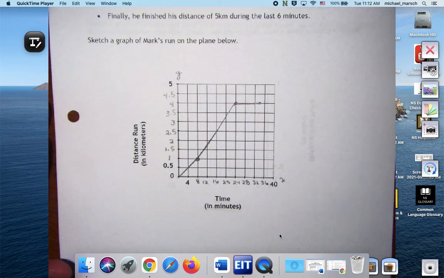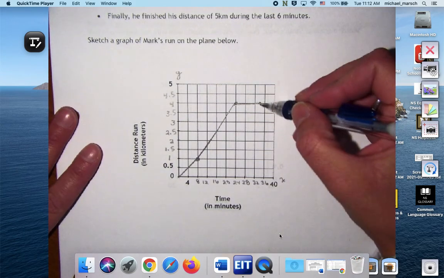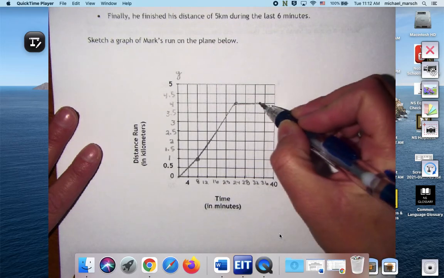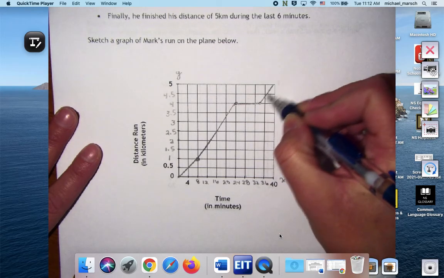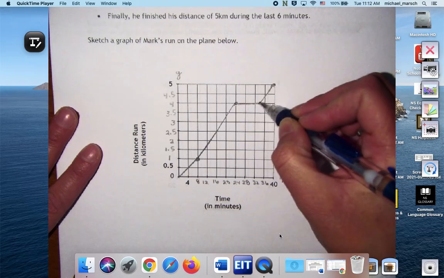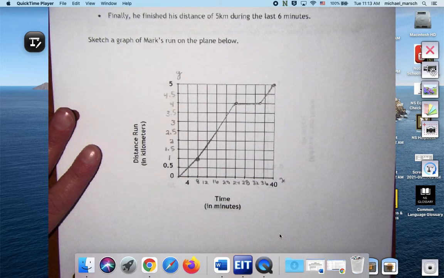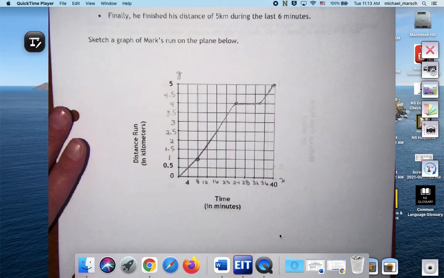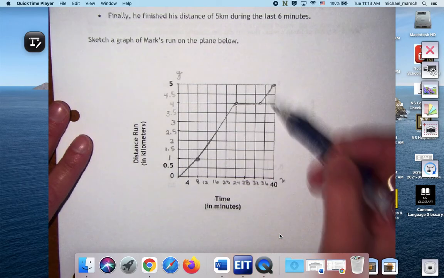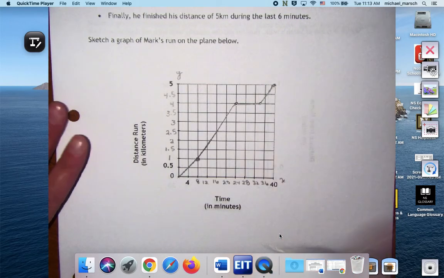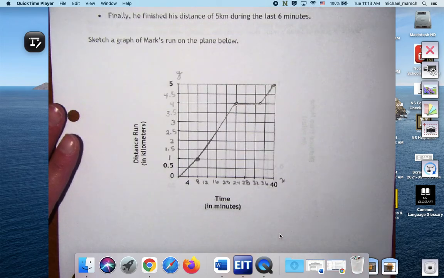All right, and then he finished a distance of 5 kilometers during the last 6 minutes. So he ran the rest of the 5 kilometers in the last 6 minutes. So you add them on each time. You're just following along. It's like connect the dots with the scenario, with the story that you're given. Easy peasy.